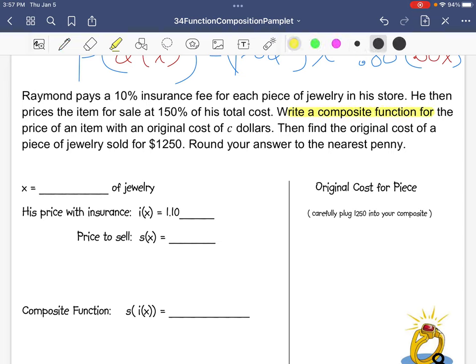So we're going to write a composition for the final price. If something originally cost him C, let's see if we can sort of piece this together. Now remember, x would be the cost of the jewelry. In other words, it's his cost. How much does he have to buy the jewelry for?